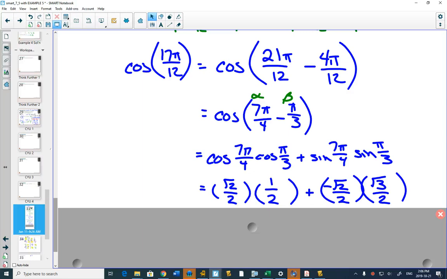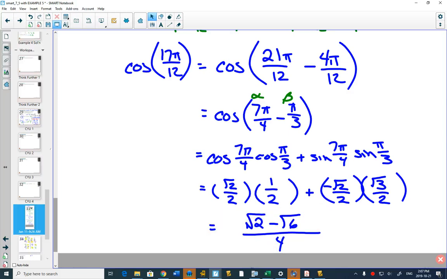Because one of them has to be pi over 4, can you see that you'll always get the root 2 over 2 twice? And the other one's going to be pi over 3 or pi over 6, so you're going to get a half and a root 3 over 2. Which means once we simplify this, we always get a root 2, a root 6, and over 4. Just what changes is what's positive and what's negative.